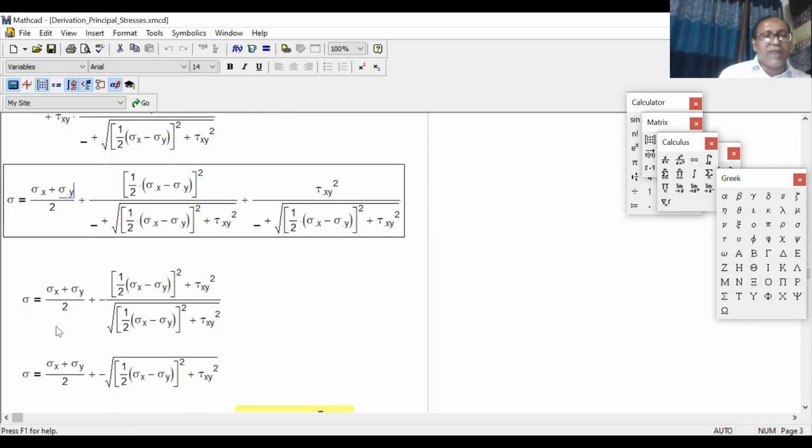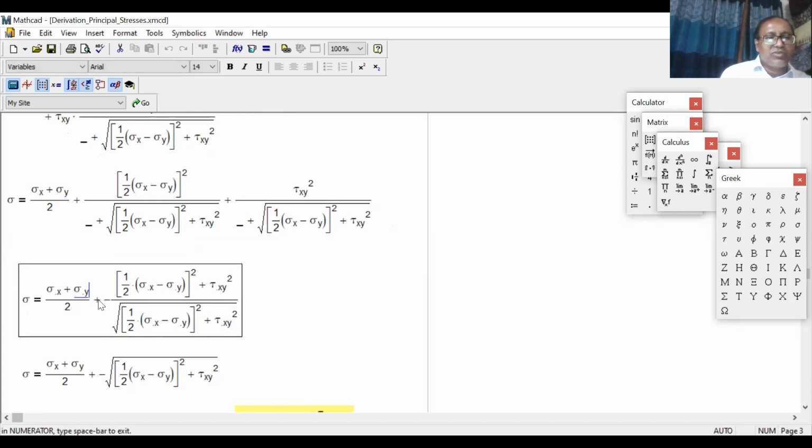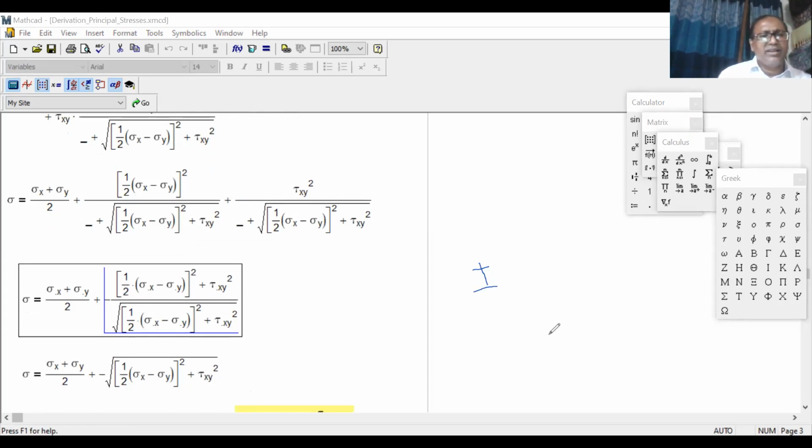Now this sigma, see this plus minus, I just put it over here. The program doesn't allow me to put a plus immediately below a minus sign. So I just put the minus sign right over here. This is minus, just after the bracket. This is the minus sign, this is the plus sign.